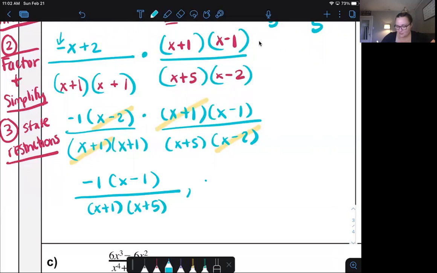And my restrictions are x can't be, let's see, negative 1, negative 5, because if I plug negative 1 into that, I'll get 0. If I plug negative 5 into that, I'll get 0. And then if I look at the original expression, I already have negative 1, so I'm good. Negative 5, and then positive 2.